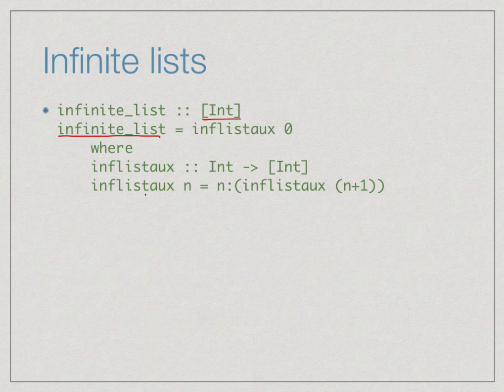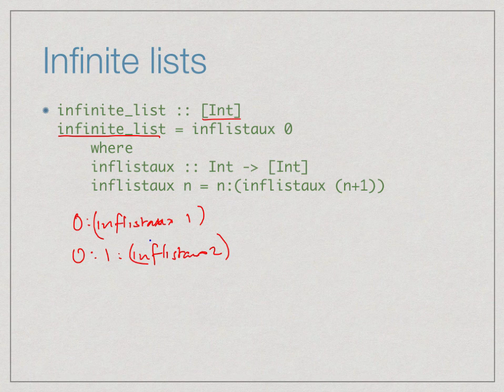And what does this function do? If it takes an n, it sticks it in front and then calls itself with n plus 1. So if I call inflist aux with 0, this becomes 0 and then inflist aux 1, which in turn becomes 0, 1 and inflist aux 2, and so on. So the 0 will produce a 1, the 1 will produce a 2, and so on. So this is going to produce an infinite list starting with 0.